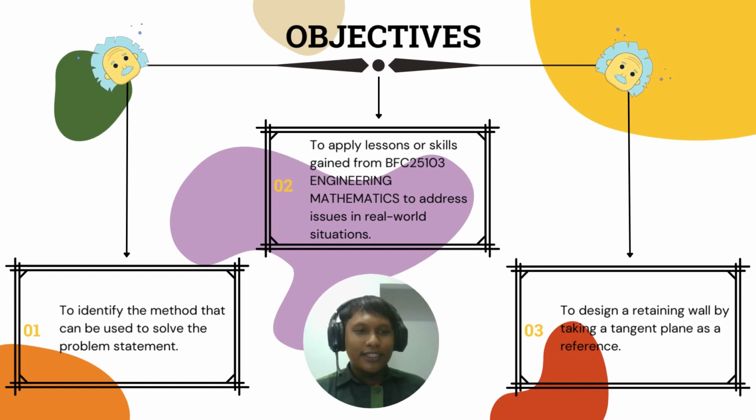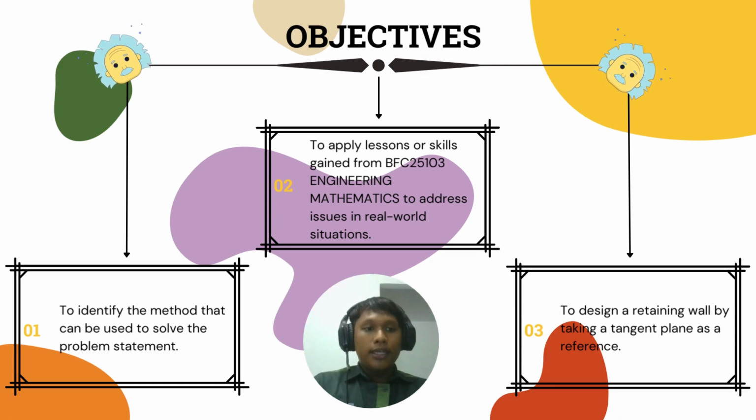We have 3 objectives for our project. The first one is to identify the method that can be used to solve the problem statement. Second is to apply lessons or skills gained from the engineering mathematics subject to address issues in real world situations. And the last objective is to design a retaining wall by taking a tangent plane as a reference.